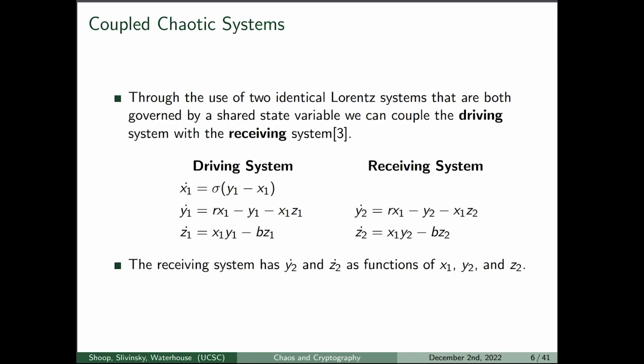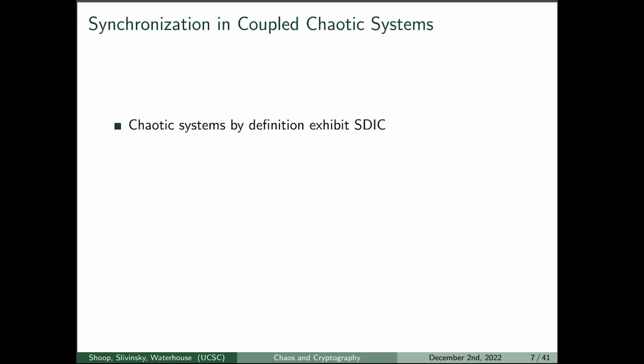This is what that looks like, where you have the driving system as a fully independent Lorenz system and the receiving system as a dependent Lorenz system, dependent on the driving system, where you have the differential equations for the y and z components of the receiving system involving the x component of the driving system. So in order to see how the driving and receiving system framework can be used to encrypt and decrypt information, we first must talk about the topic of synchronization and coupled chaotic systems.